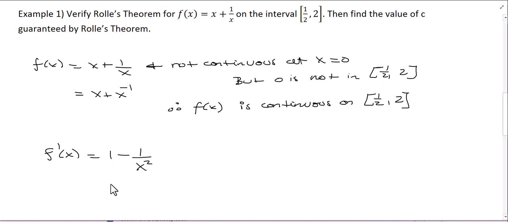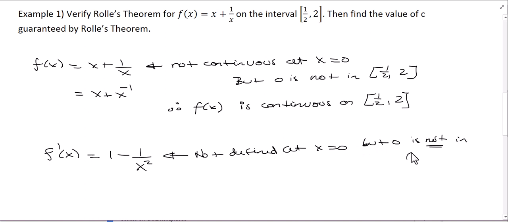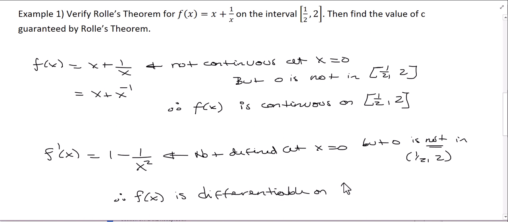So we want the derivative to exist everywhere on the open interval 1/2, 2, and this looks like it exists everywhere except at 0. So this is not defined at x equals 0, but again, 0 is not in our interval, in the open interval 1/2, 2. So therefore we can say that f of x is differentiable, and the derivative is defined, on the open interval 1/2, 2.